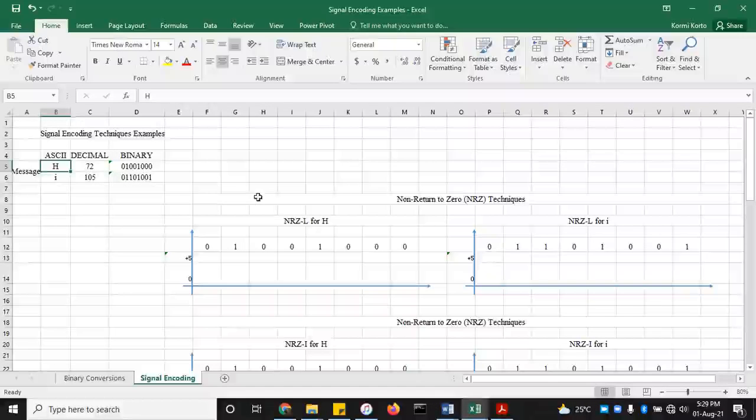Okay. So the message we have here is uppercase H, lowercase I, which is high, and it has a decimal value of 72 and 105 respectively. And in terms of binary, you have 0, 1, 0, 0, 1, 0, 0, 0 for the 72, or the uppercase H. And then you do have 0, 1, 1, 0, 1, 0, 0, 1 for the lowercase I with a decimal of 105.